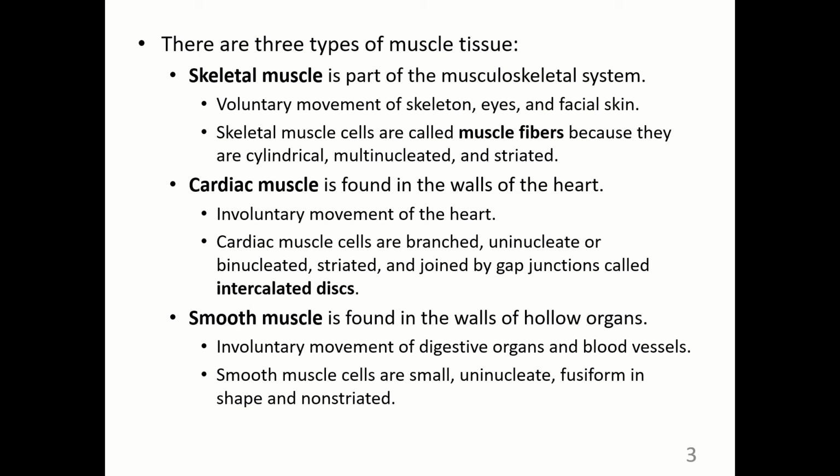Smooth muscle tissue is found in the walls of hollow organs. It controls involuntary movement of digestive organs and blood vessels. Smooth muscle cells are small, uninucleate, fusiform in shape, and non-striated.